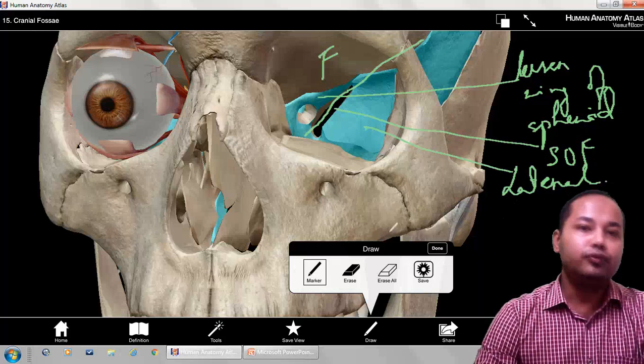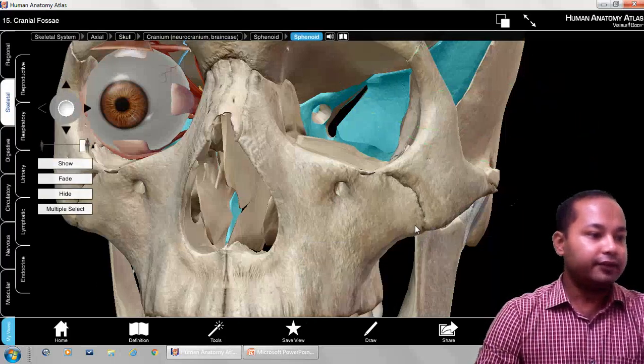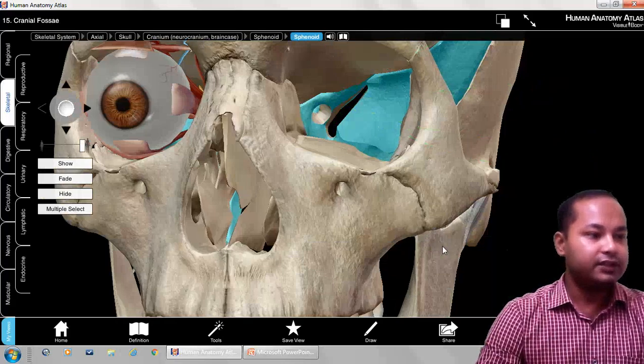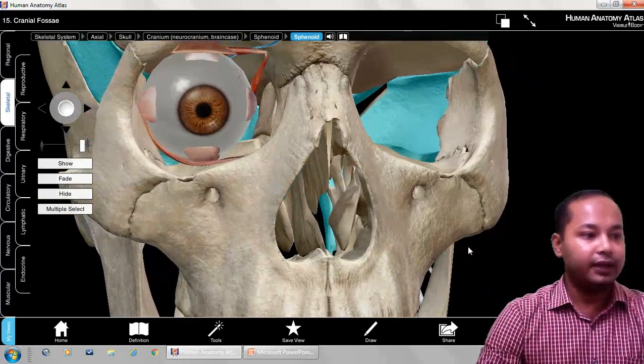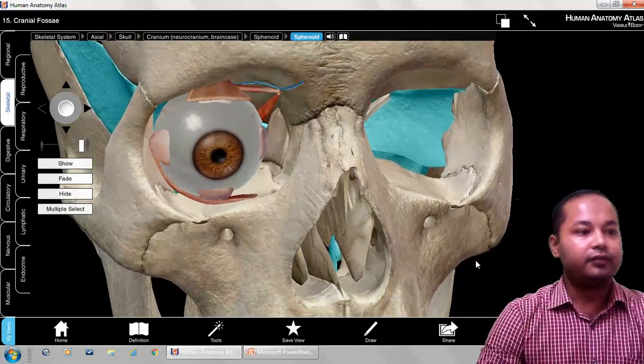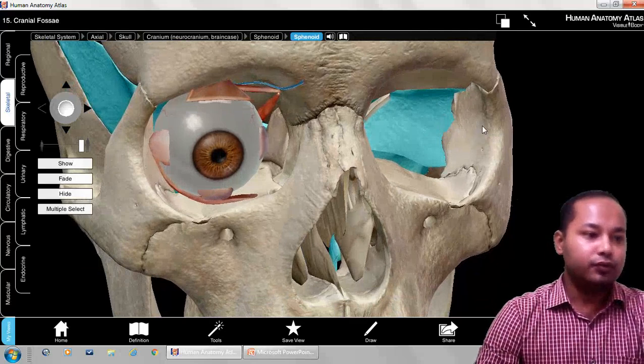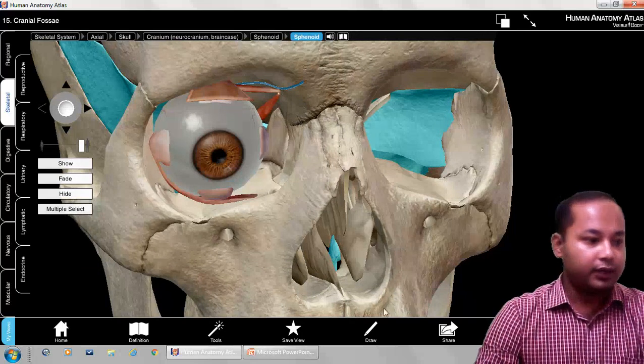So let us now move to the lateral wall. While we are moving to the lateral wall, I will just keep the sphenoid bone inked up. So when we are moving to the lateral wall, we can see that it is made up of two bones. One is the zygomatic bone. I will ink it up.